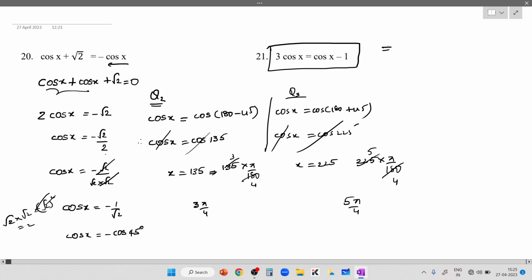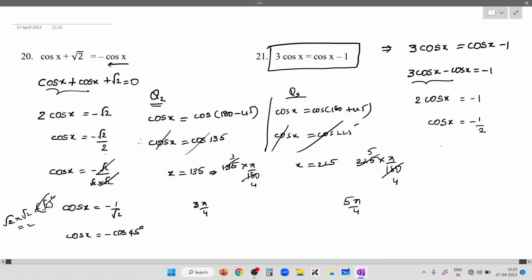So let me write here. 3 cos x is equal to cos x minus 1. So I need to send all cos x terms on one side. So that will become 3 cos x minus cos x is equal to minus 1. That means 2 cos x is equal to minus 1. Cos x is equal to minus 1 by 2.